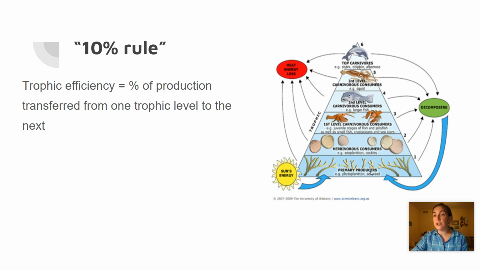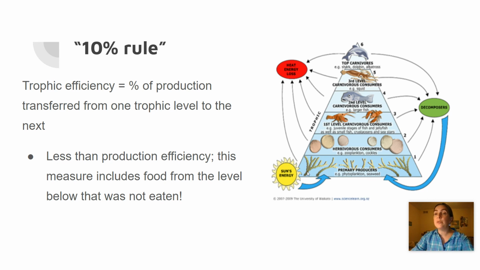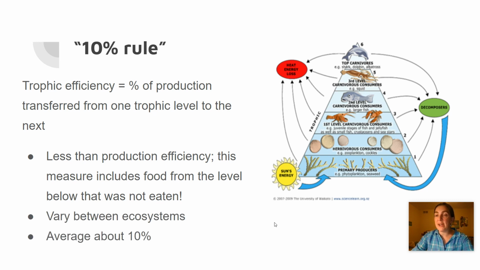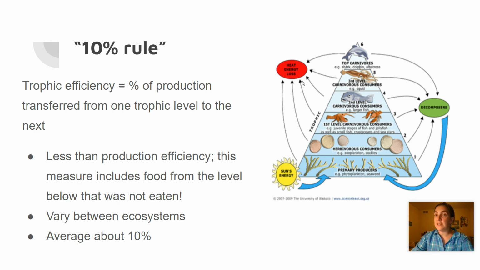So out of all the energy the producers take in, what percentage of it is actually transferred up to the herbivores? And out of all the energy the herbivores take in, what percentage is actually transferred up to those secondary consumers? This number tends to be smaller than the production efficiency because it includes all of the food at that trophic level that isn't even eaten, as well as the stuff that is consumed but then maybe is not used. So overall, this number can vary quite a bit, but it does average out to be about 10% moving up from one level to the next. The other 90% is that energy that's used up and lost as heat by the organism just carrying out its life processes.